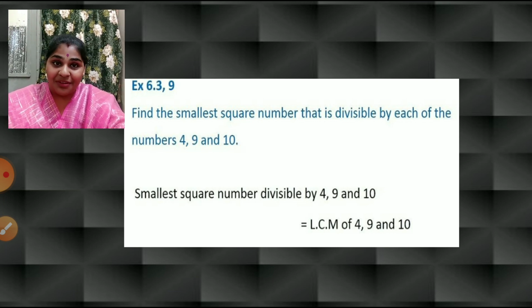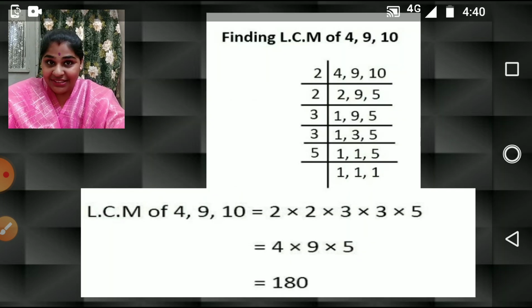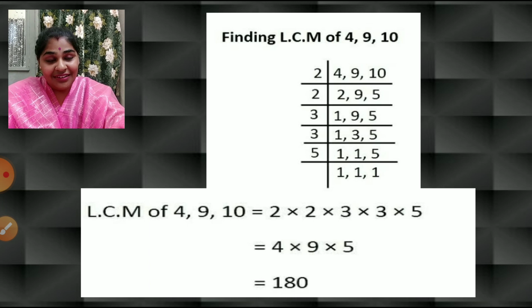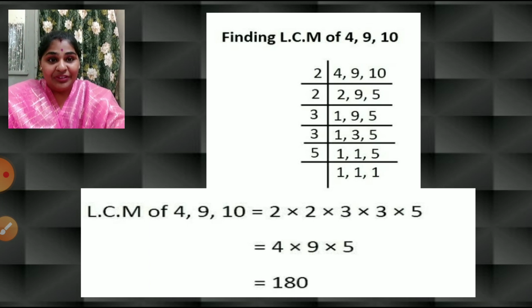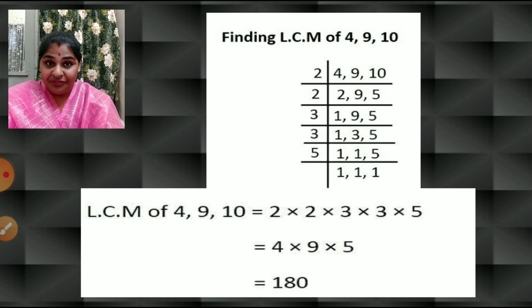How to find the LCM? That you know already, children. So this is how we find the LCM of 4, 9 and 10. After finding the LCM, we get the factors, that is 2 into 2 into 3 into 3 into 5. After multiplying, we will get 180. So the LCM of 4, 9 and 10 is 180.